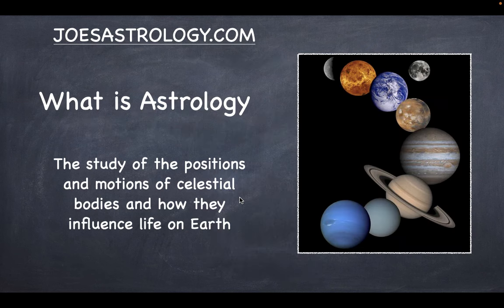So what is astrology? Astrology is the study of the positions and motions of celestial bodies and how they influence life on Earth. So we're making a statement here that through the study of astrology, we can see that there is definitely some influence that these celestial bodies have on us here on planet Earth. And this is the image here of the planets.